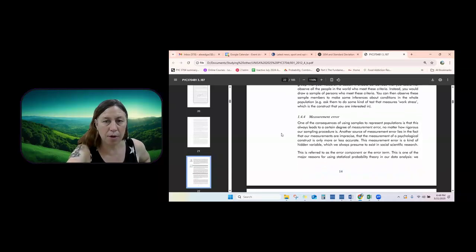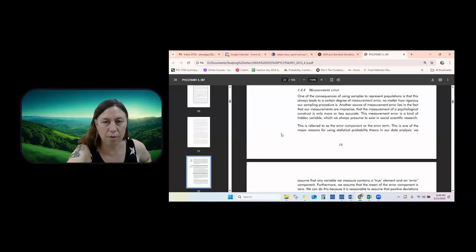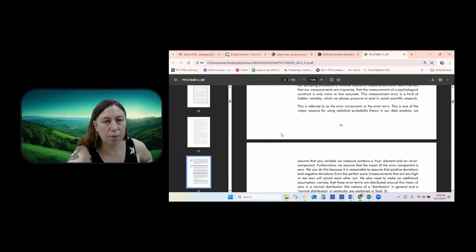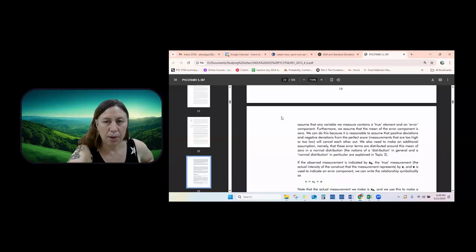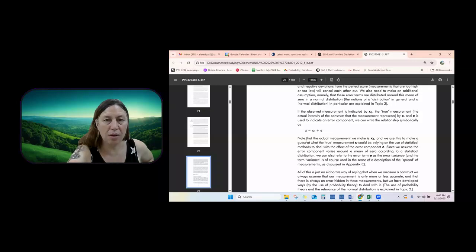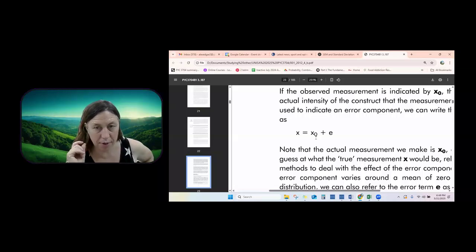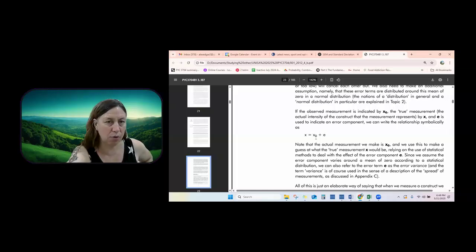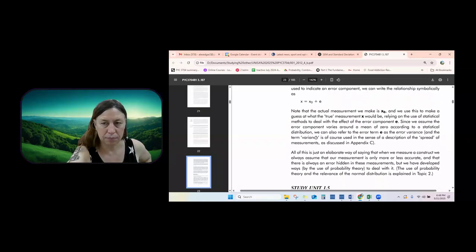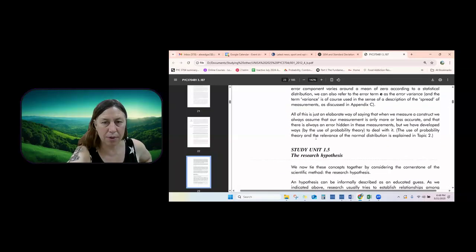Okay, there's always going to be some kind of measurement error, and this is a hidden variable. So there's a little formula for the error component or error term. All right. So the real number is x, all right? The measured number is x0, x subscript 0, plus e for error, which may be positive or negative, of course, could be minus something, all right? The error variance.